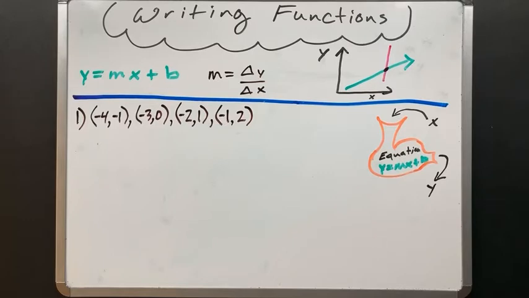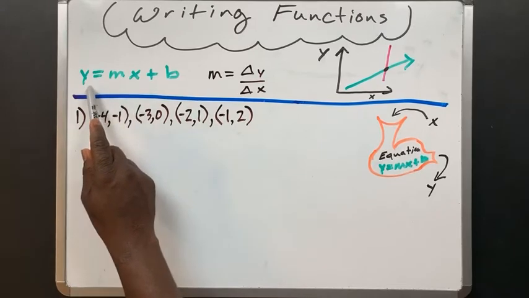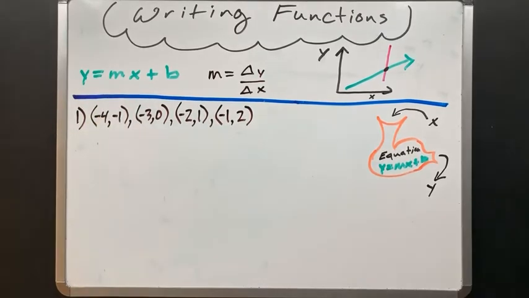We're going to be writing functions, or writing an equation, based on when we are given a set of coordinates. We're going to write this equation in this form, where m represents the slope, and b represents the y-intercept.